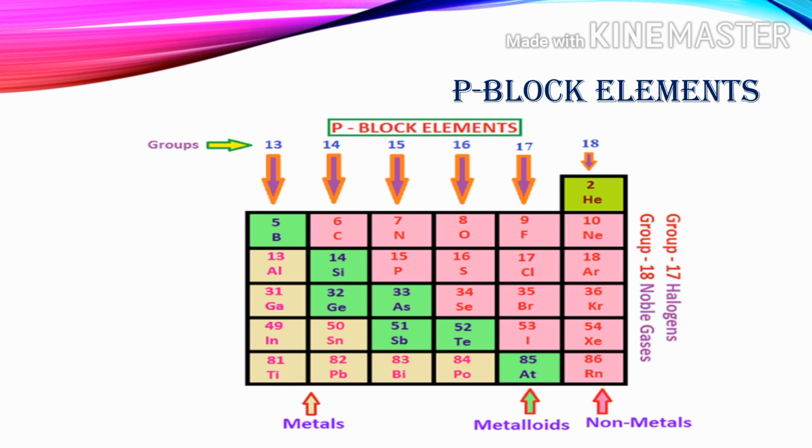Here, group 13 elements are called the boron family, group 14 the carbon family, group 15 the nitrogen family, group 16 the oxygen family, and group 17 the halogens. The last group, group 18, is called the zero group elements. Among these elements, some have metallic character, some are metalloids and some are non-metals.